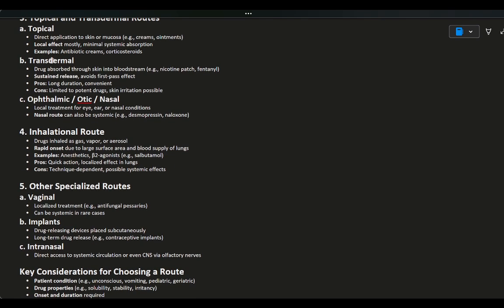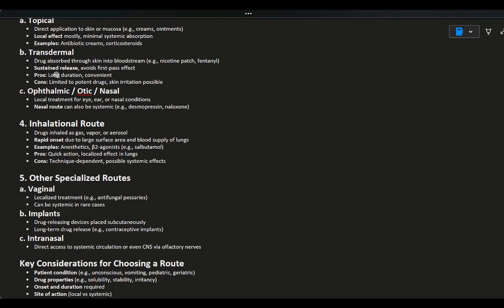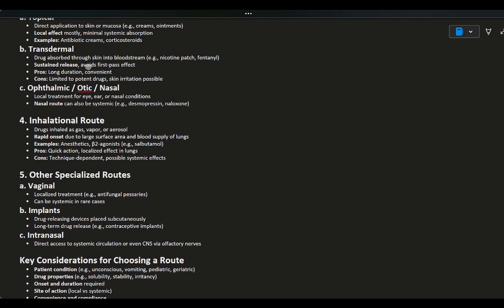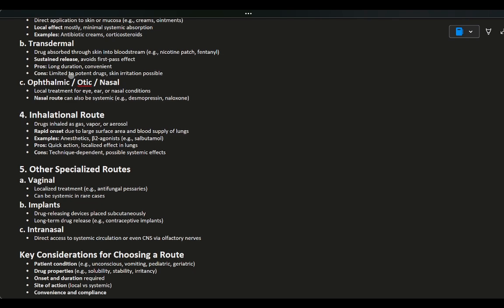We also have the transdermal route, where drug is absorbed through the skin into the bloodstream. That's what makes it different from the topical route. So nicotine patch and even fentanyl can be examples of them. There is sustained release in this route, and you can also avoid the first pass effect. Benefit of this is that it can be a long duration form of administration, where the drug can have its long durational effect. It is also convenient. However, this route is limited to potent drugs, and skin irritation can once again be possible.